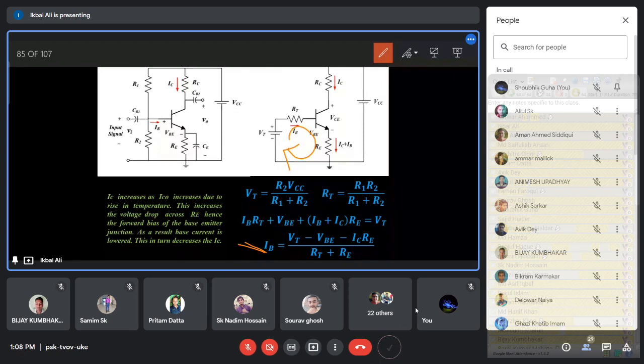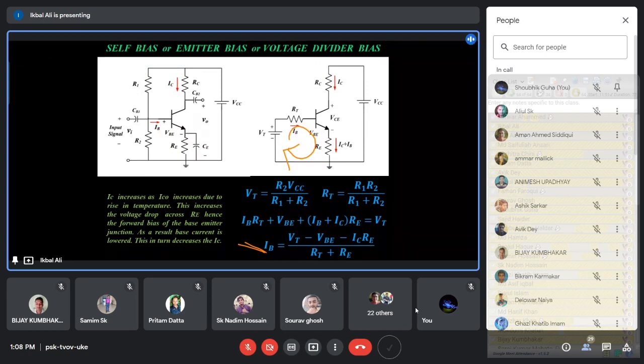Now we will find out the three stability factors, S ICO, S beta, S VBE, like the previous one.